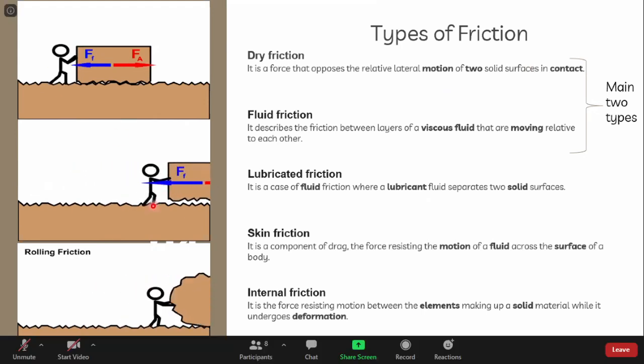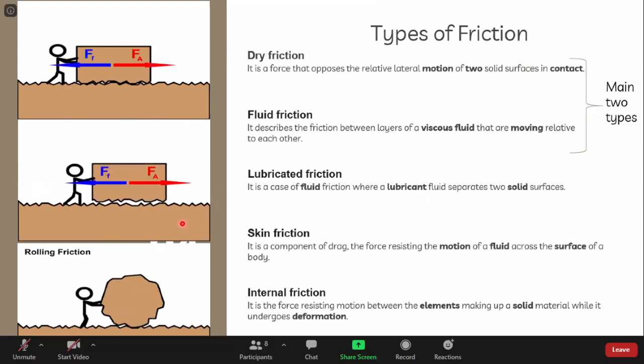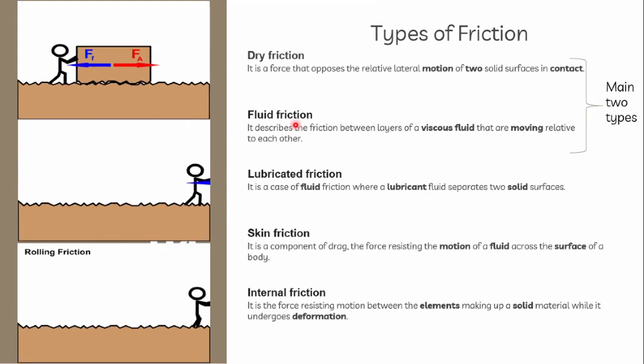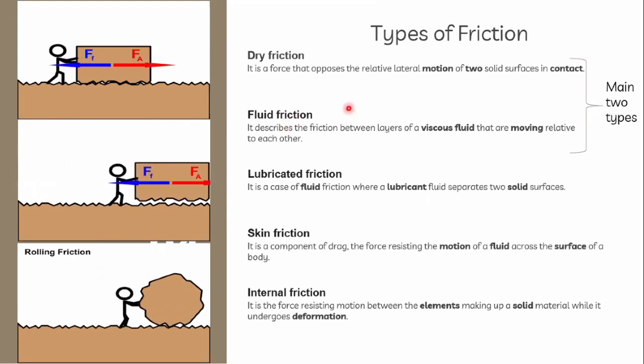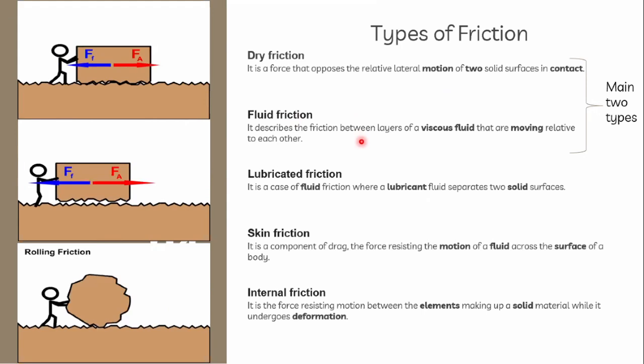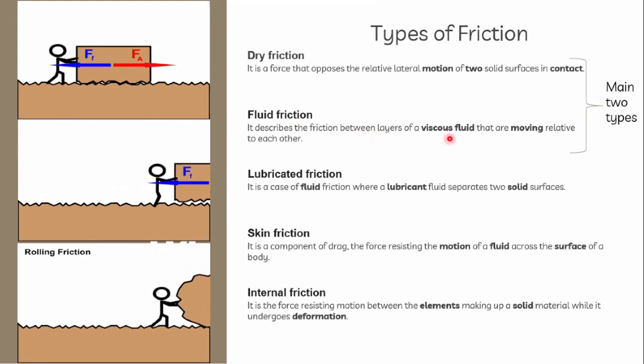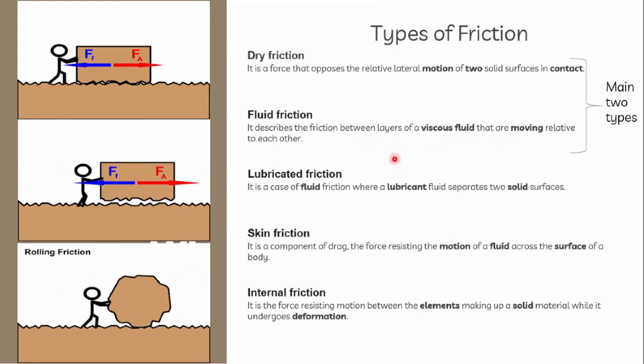Here you can see contact and motion, and dry friction occurs. And fluid, now fluid friction. Fluid friction describes the friction between the layers of viscous fluid that are moving relative to each other.